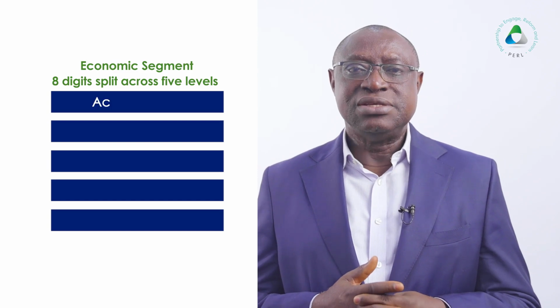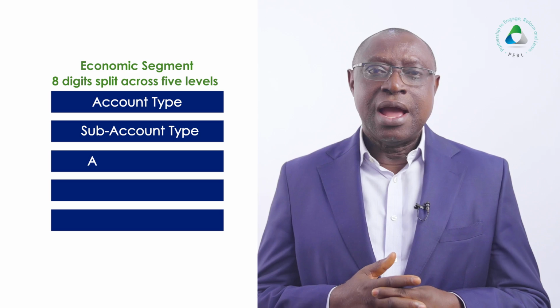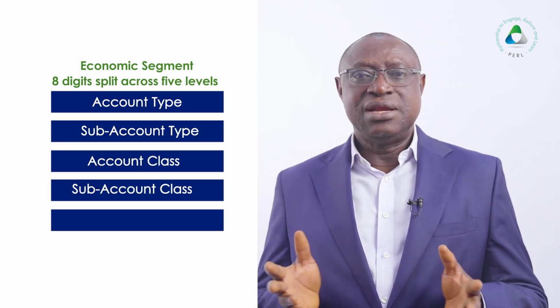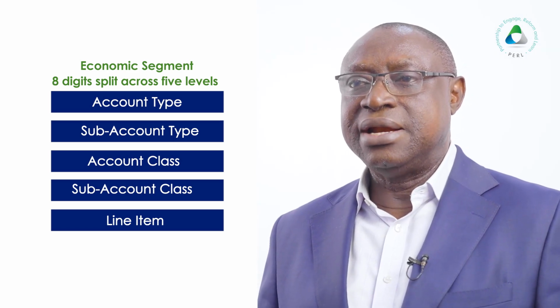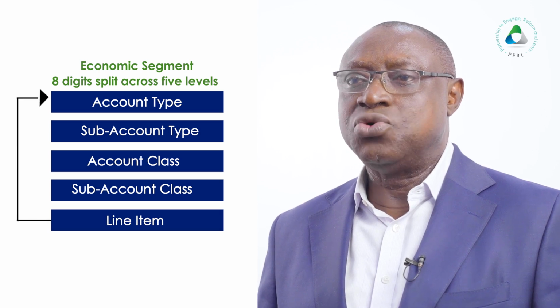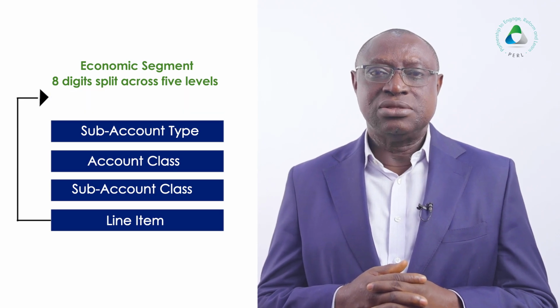The top level is the account type, then the sub-account type, account class, then the sub-account class, and finally the line item. All transactions are recorded at the line item level, and these amounts are then rolled up through the levels all the way up to the account type.